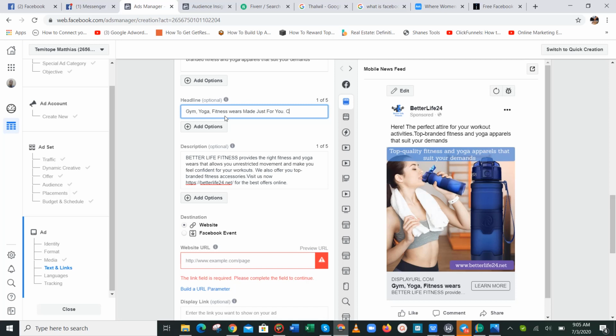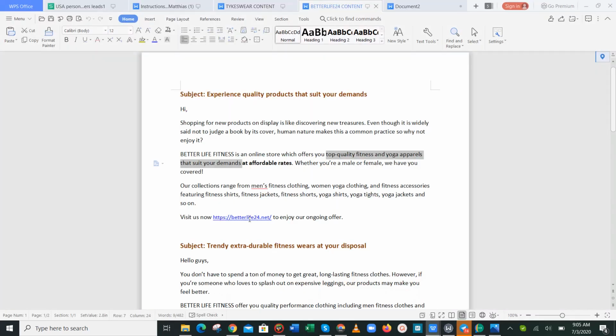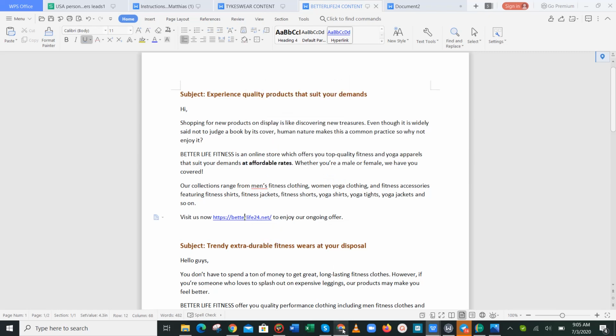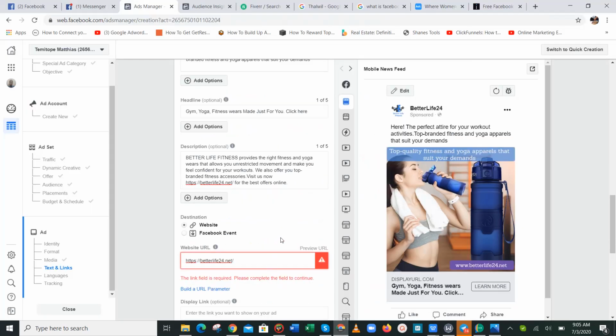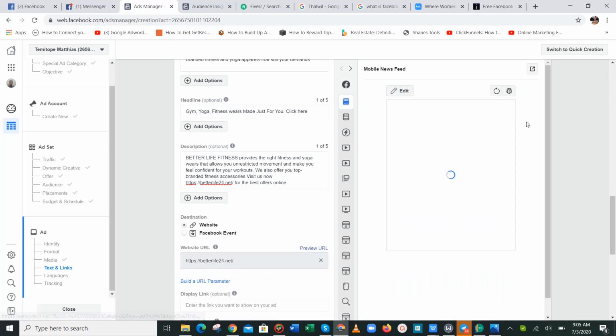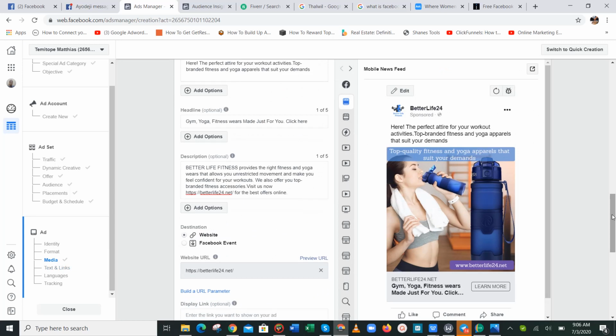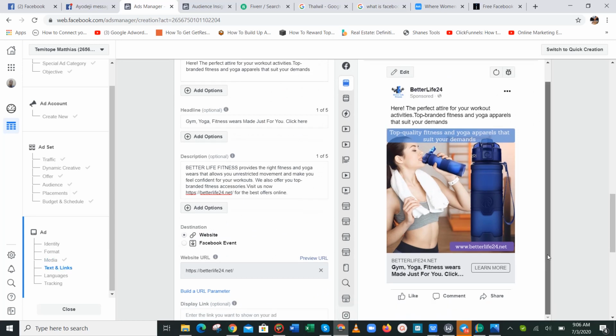So you add a call to action, click there. So you can now put the display link, the link where you want to direct them to. Copy, put it here. So you can see now our ad is done. It's very good. So now this is how our ad will show to people.